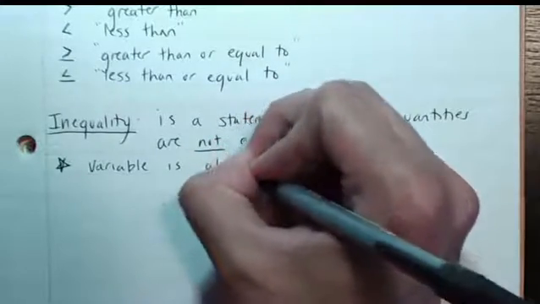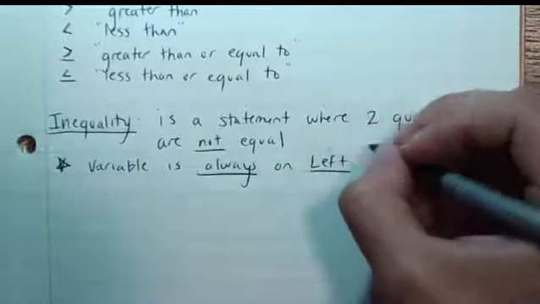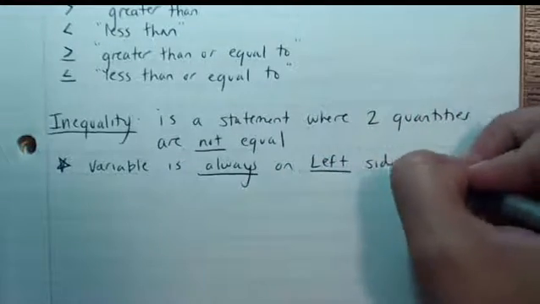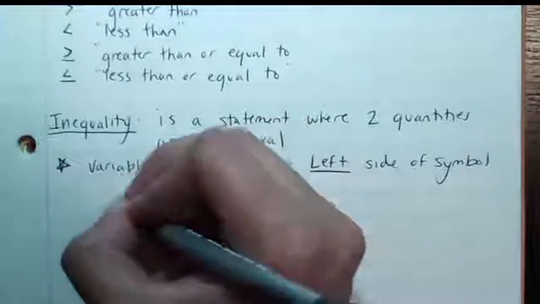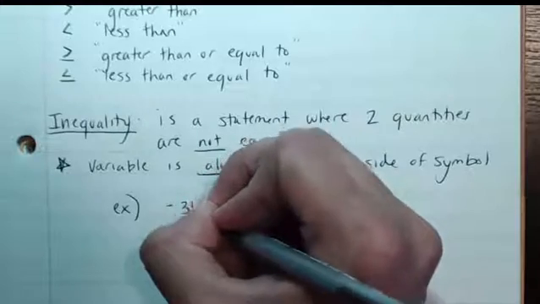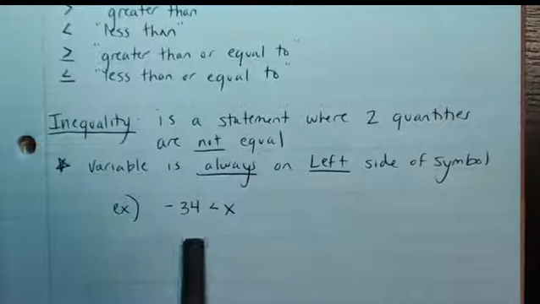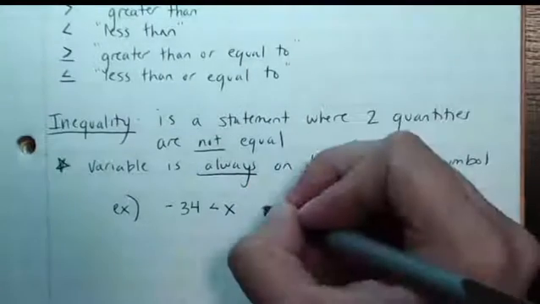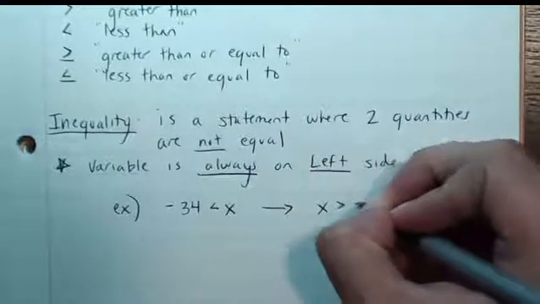Now, just like equations, when we're solving these things, we have to make sure that the variable is always on the left side of whatever symbol we have, whether it's less than, greater than, or has that equal to bar. Our variable is always on the left side. So an example, okay, if we ended up solving something and it was negative 34 is less than x. Okay, that would be incorrect because again our variable's on the wrong side. We need to change it to x is greater than negative 34.